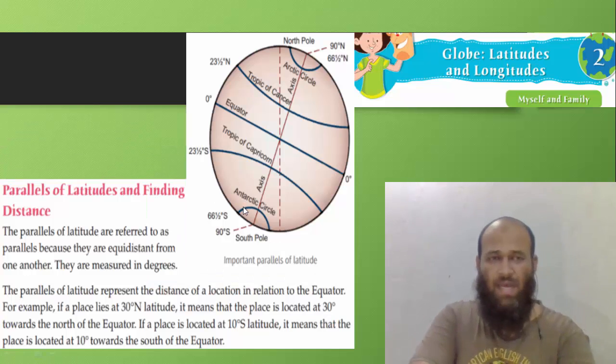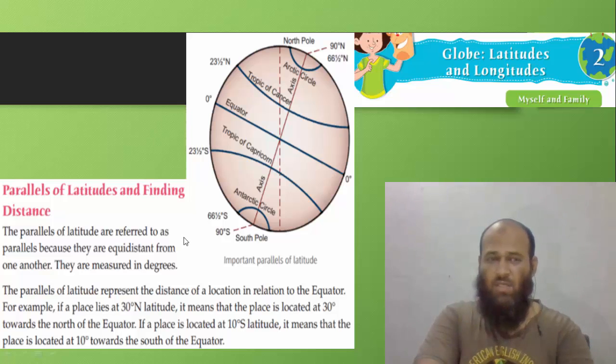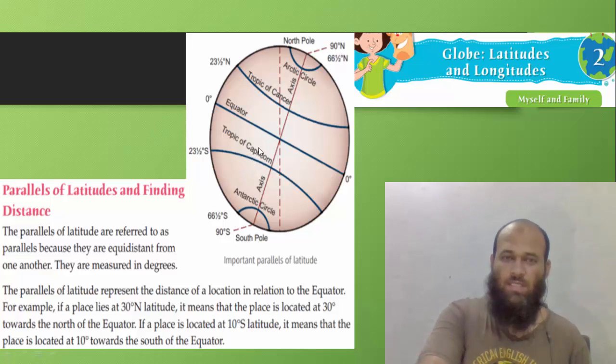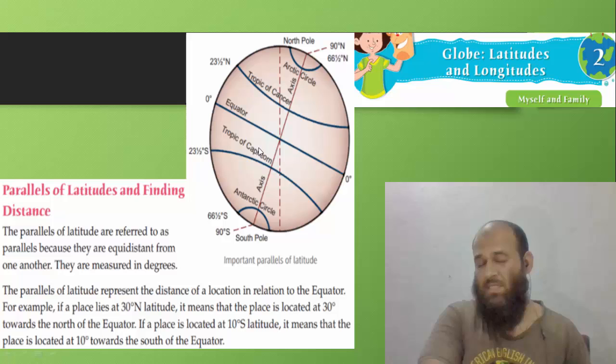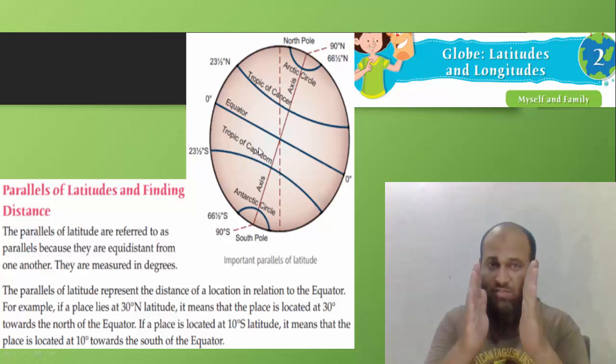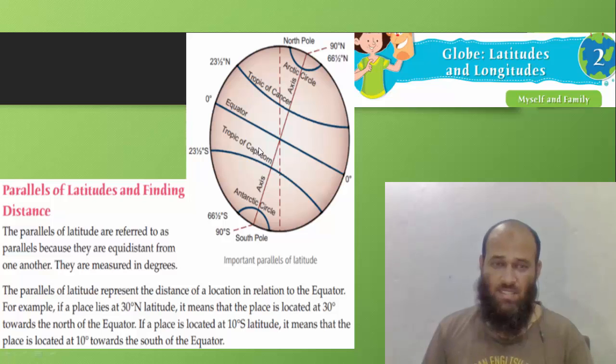Then, parallels of latitude and finding distance. How can you find the distance? Well, the parallels of latitude are referred to as parallels because they are equidistant from one another and they are measured in degrees. You see, these are equidistant. They maintain their distance. They never cross or meet each other. They always run parallel. The parallels of latitude represent the distance of a location in relation to the equator.